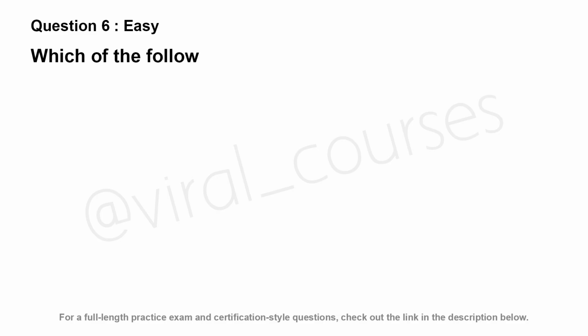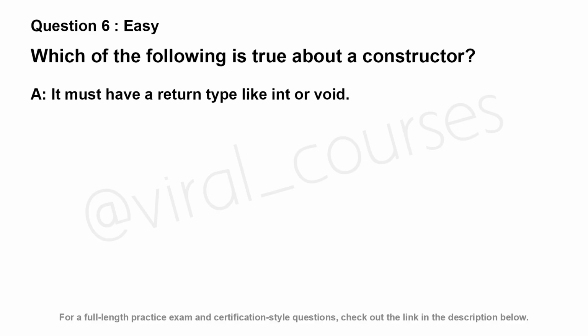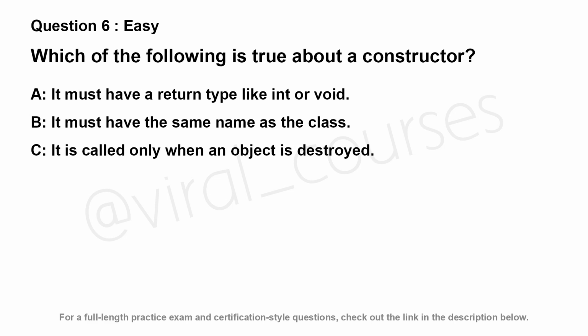Which of the following is true about a constructor? Option A. It must have a return type like int or void. Option B. It must have the same name as the class. Option C. It is called only when an object is destroyed. Option D. A class can have only one constructor.